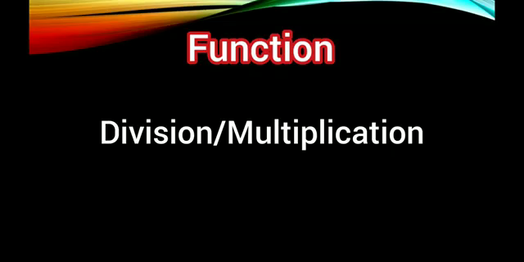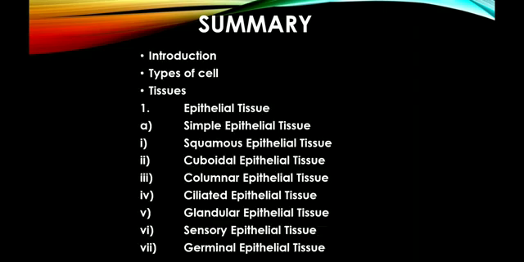So we'll stop here. Let's see a quick summary of what we studied today. We studied the introduction for animal tissues. Then we studied about the types of tissues. In that we started with epithelial tissue. In epithelial tissue, we started with the first one, that is simple epithelial tissue. In that we studied about squamous epithelial tissue, cuboidal epithelial tissue, columnar epithelial tissue, ciliated epithelial tissue, glandular epithelial tissue, sensory epithelial tissue, and germinal epithelial tissue.